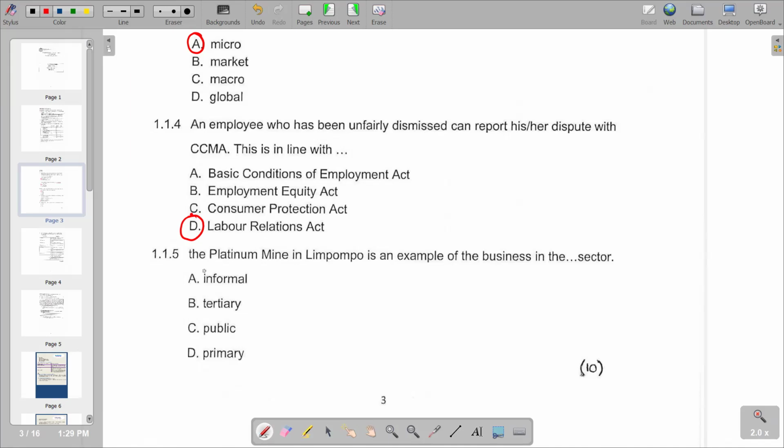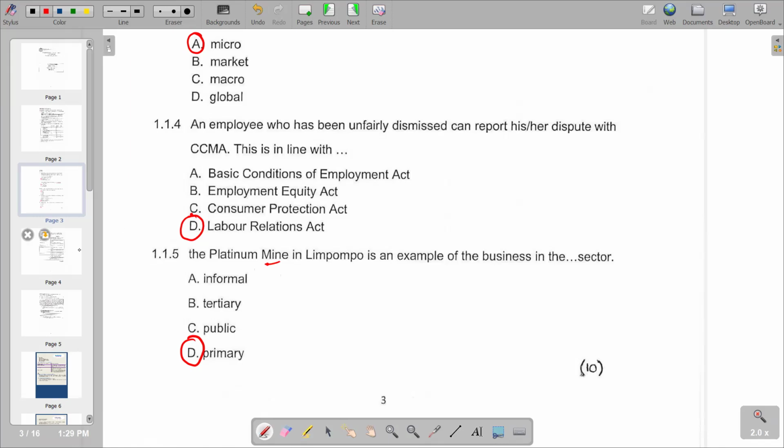Moving on to 1.1.5. The platinum mine in Limpopo is an example of a business in the dash sector. So obviously this is a mine. It is involved in the extraction of minerals from underground. So we know that this is the primary sector, and we have D as the correct response. So this is what we have on the multiple choice section.